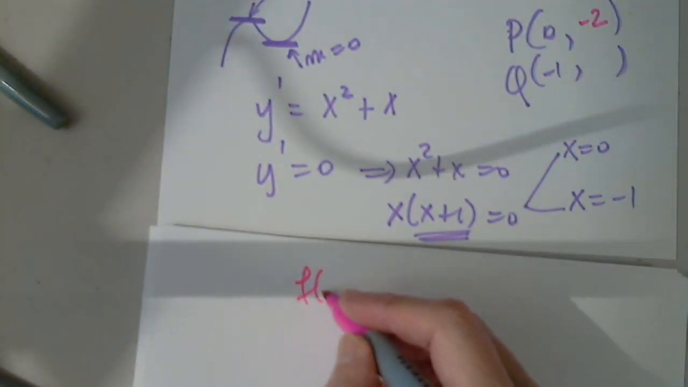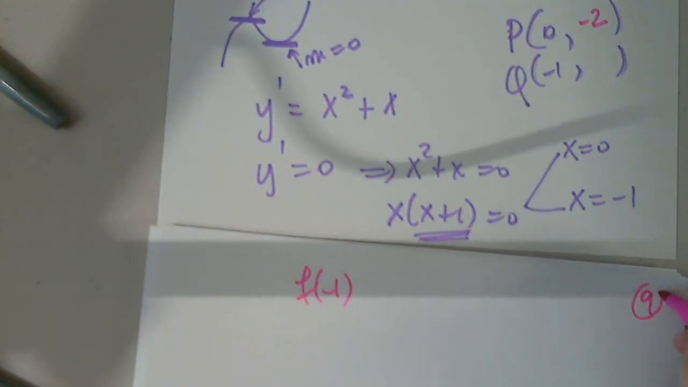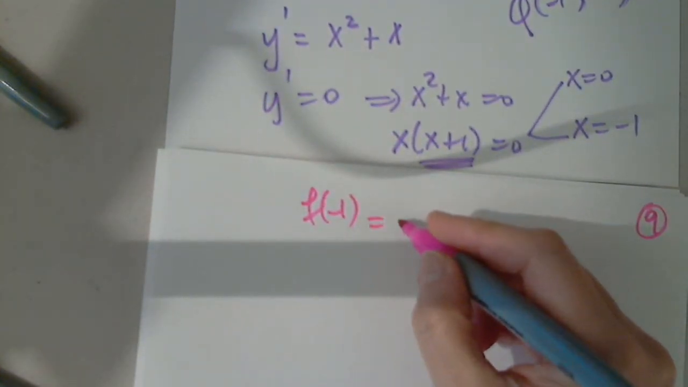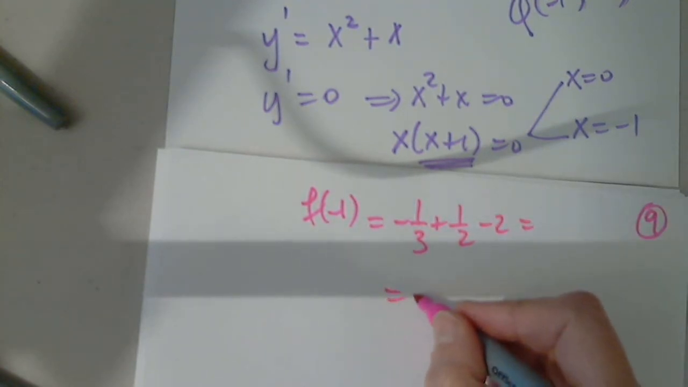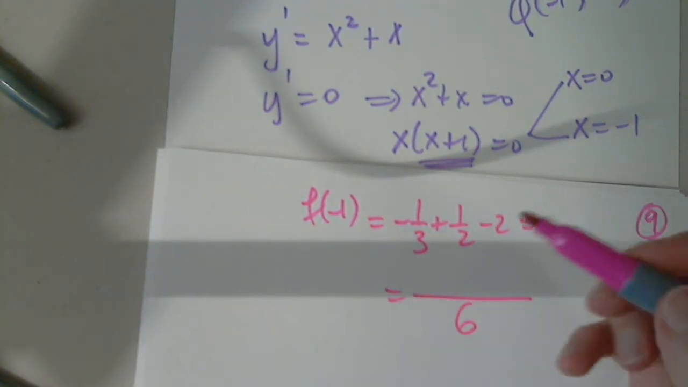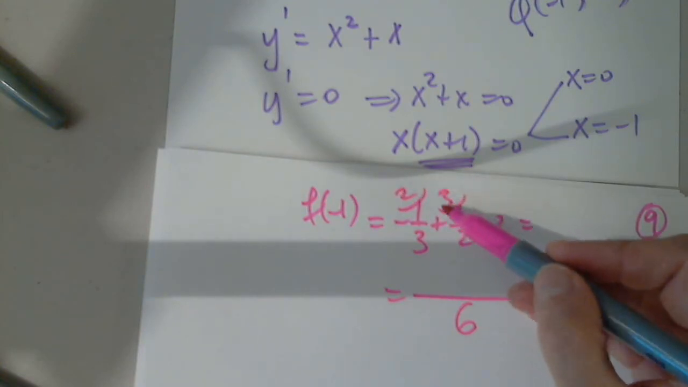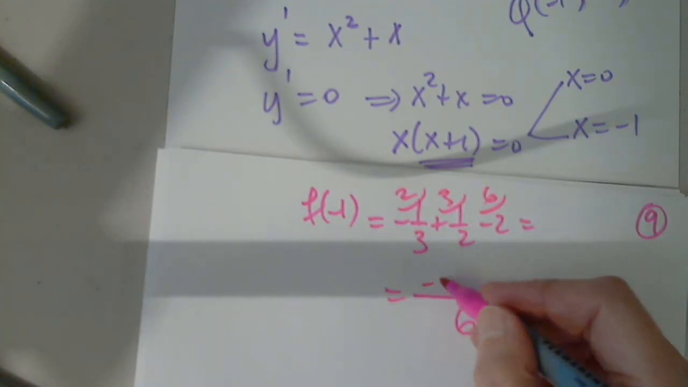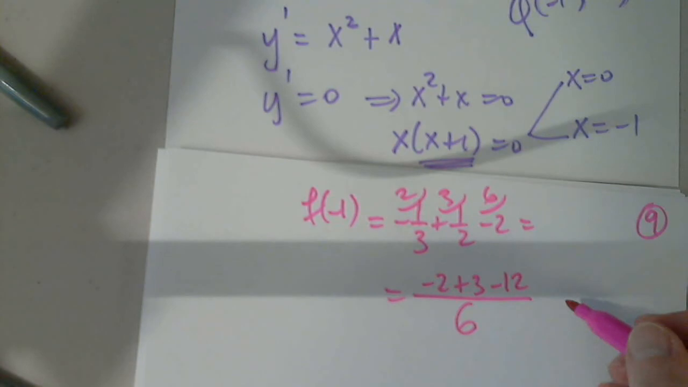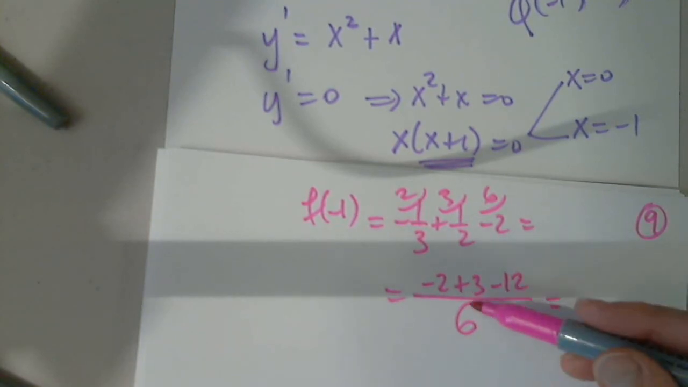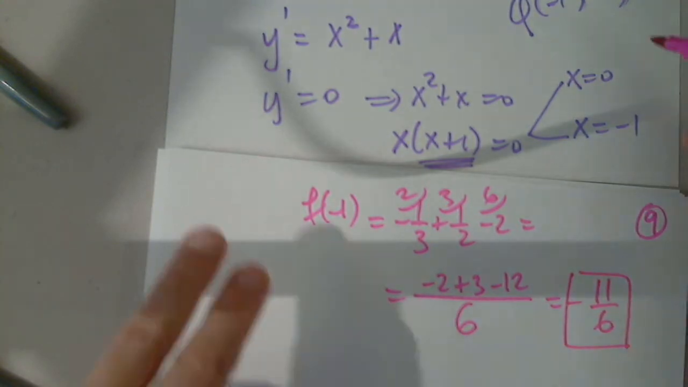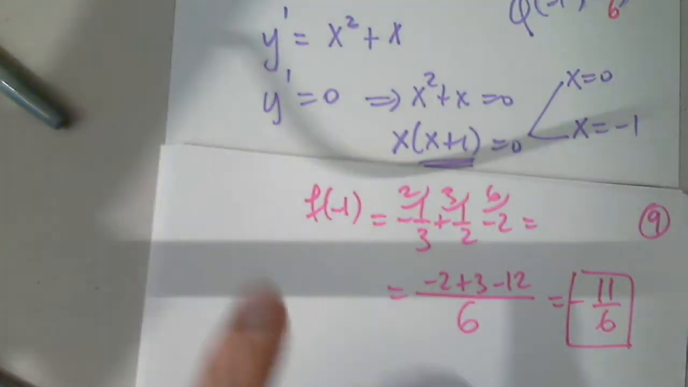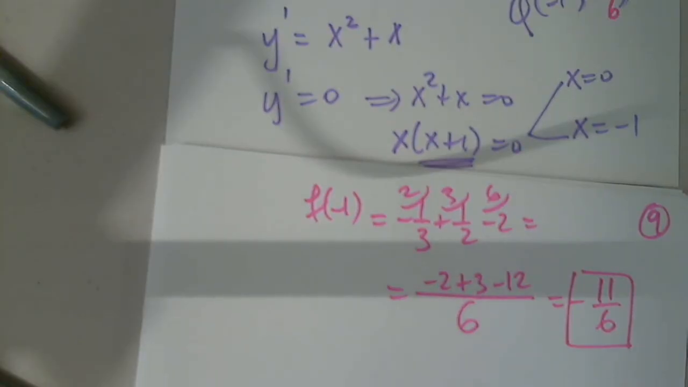So f of -1 is -1/3 plus 1/2 minus 2. The least common denominator is 6. This needs a 2, this needs a 3, and this needs a 6. -2 plus 3 minus 12. -14 plus 1, -11 over 6. -11 over 6.